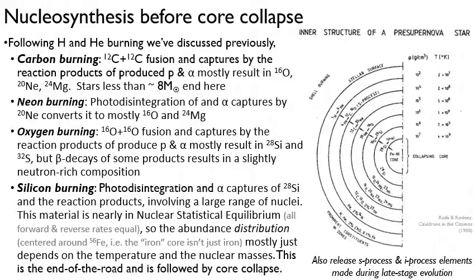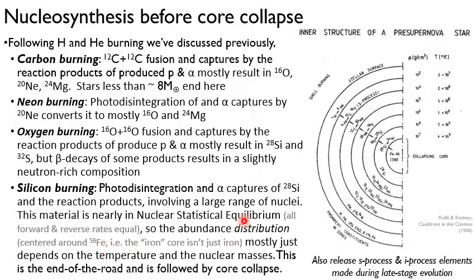And then finally you have silicon burning, and this is a very complicated, large network of nuclear reactions. There's photodisintegration of nuclei, alpha captures on your silicon. You're very nearly in this situation of so-called nuclear statistical equilibrium. So basically your abundance distribution is just determined by nuclear masses and the temperature. So silicon burning creates stuff around iron.